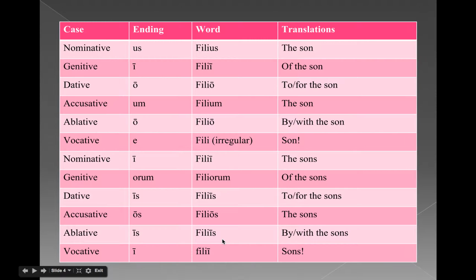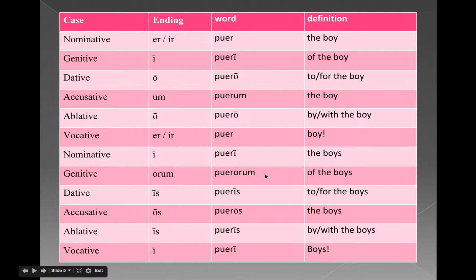So next on board here, I wanted to show you an er-ir, which is like puer. Notice the endings are still the same. The only thing that's different is that vocative is going to be an er-ir. There's not that crazy e like before. So take a look at this one, and I believe ager, agri is the next word. So pause this and give it a try.